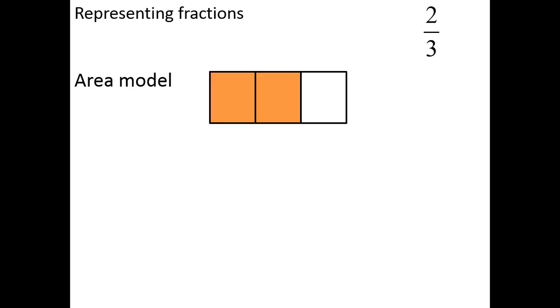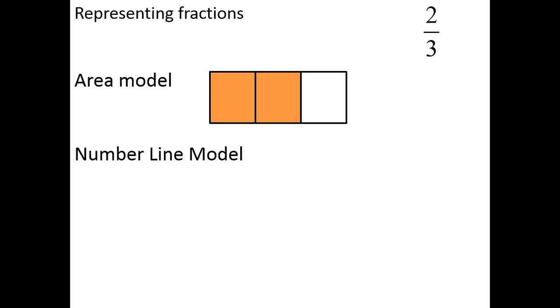If we shade in 2 of those 3 equal parts, we can say that the shaded part represents 2/3 of the whole rectangle. So this is an example of a model that's showing us a fraction as being part of a whole.